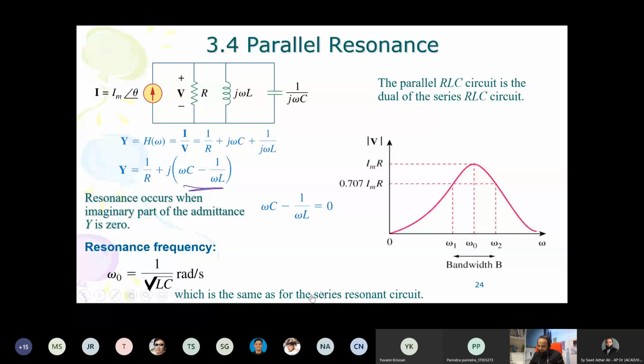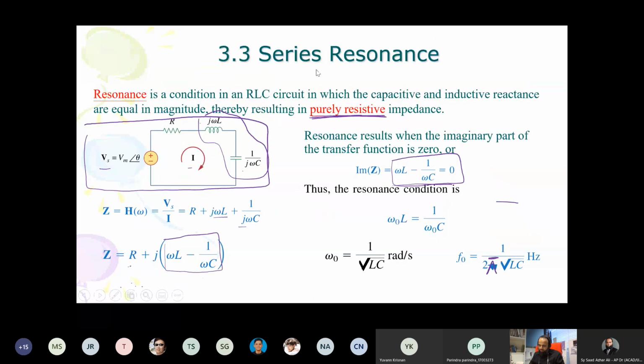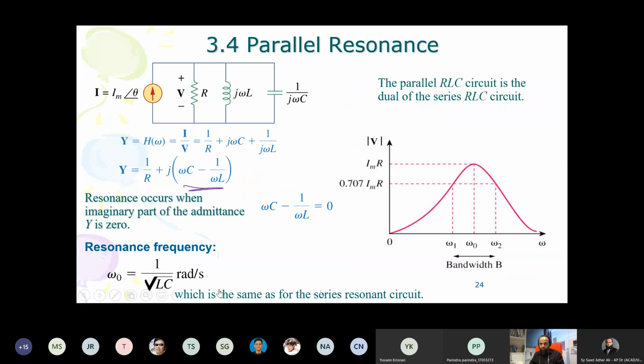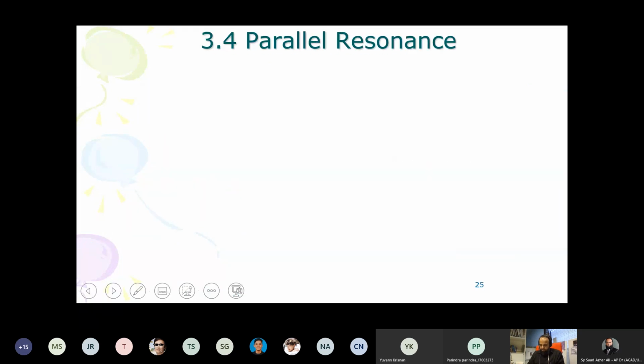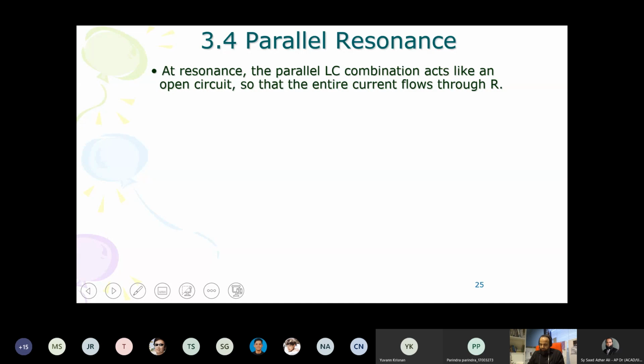So I'm going to the series resonance. Series resonance also has the same frequency, 1 upon under root LC. I'm clicking here, going back here. Right? Same frequencies. All the definitions remain the same. So everything is the same here.